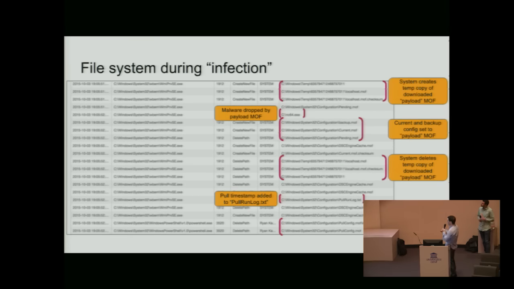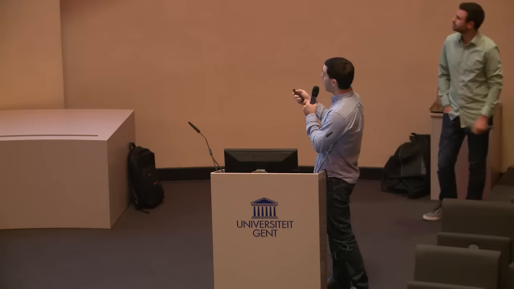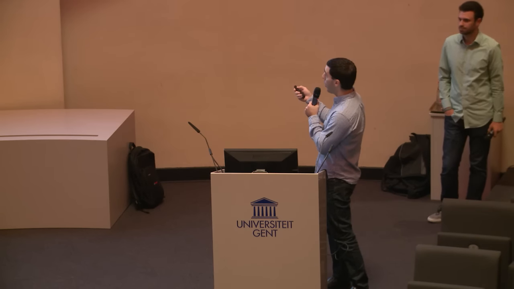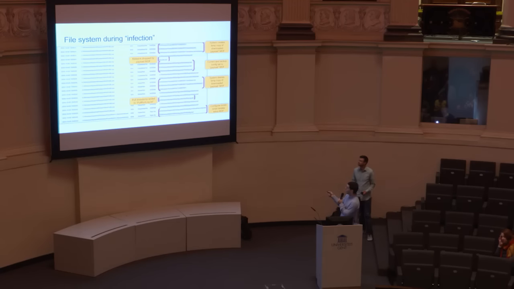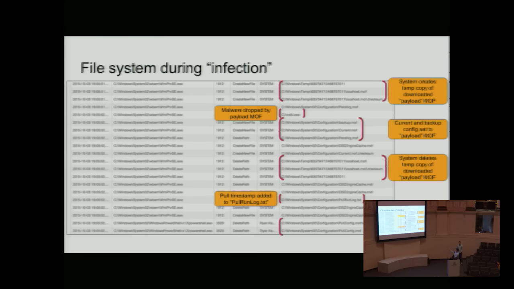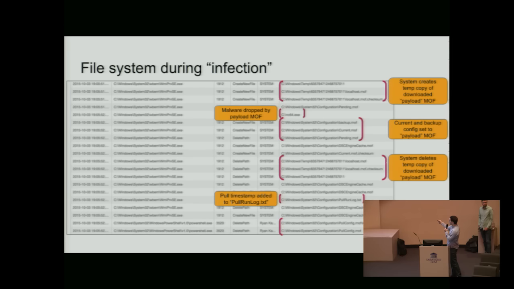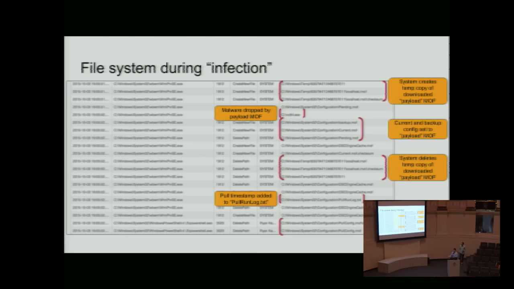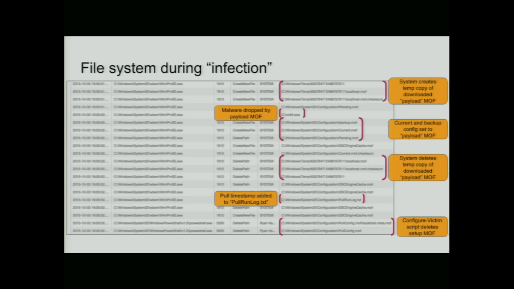And then finally, the rest of it is mostly just MOF files getting moved around. Windows generates a temp directory as a temporary holding place for the configuration itself, the payload. That's called localhost.mof, in a subdirectory under Windows temp with a random number. We see the malware file get dropped here. The localhost.mof is copied over to backup and current.mof. Then the system deletes the temporary files. The pull run log gets updated. And then the configure script that we added deletes its own setup MOF, and now you're done. So basically, even though it leaves evidence on disk, if you weren't monitoring changes, it's fairly covert, I think.